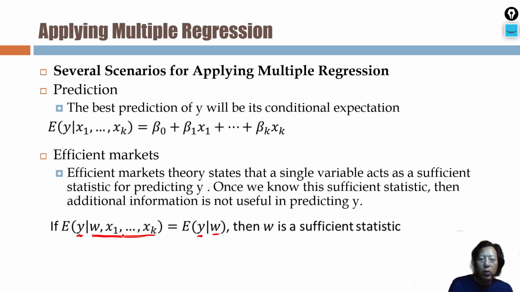I don't need to know everything. I just need w. Then I can find the expected value of y. Then we call w a sufficient statistic. Right? And using the regression, we can find out whether it is a sufficient statistic or not.